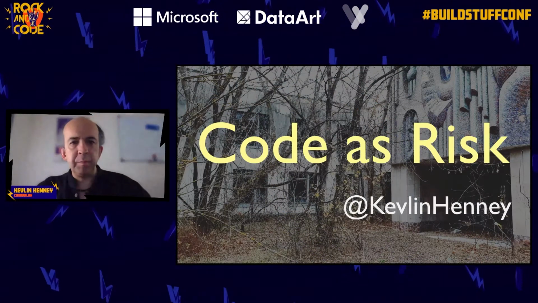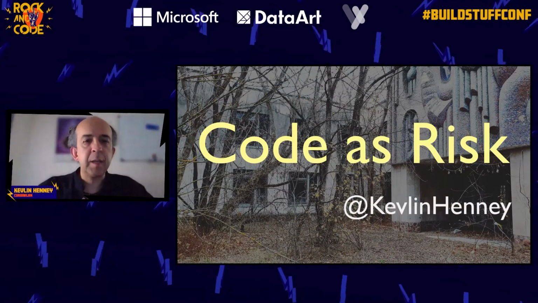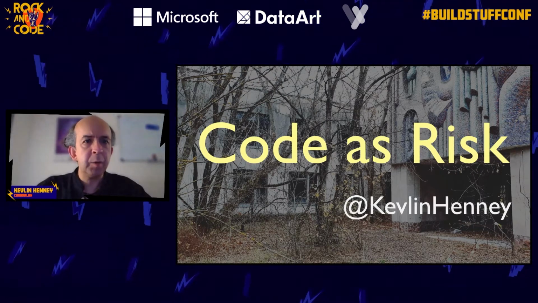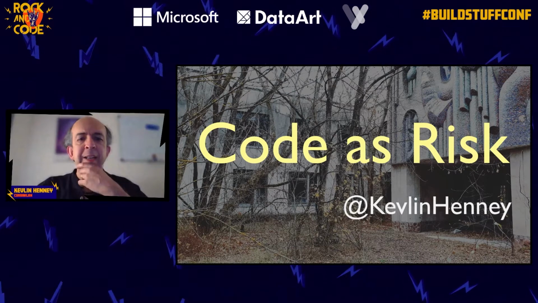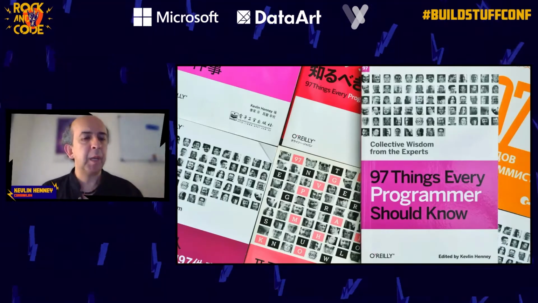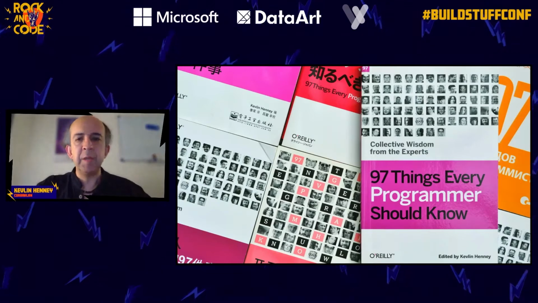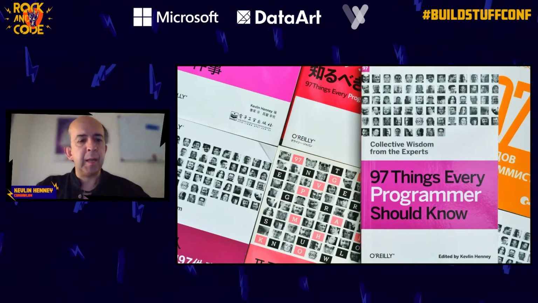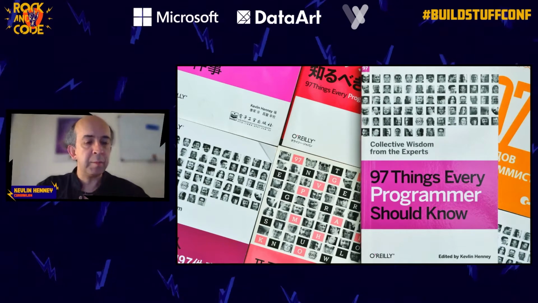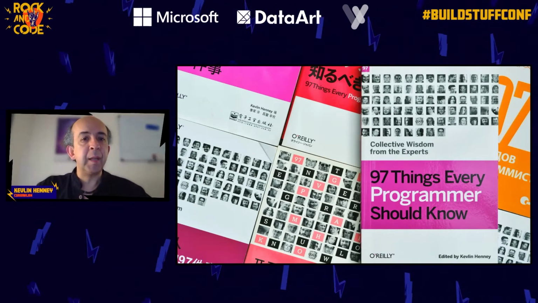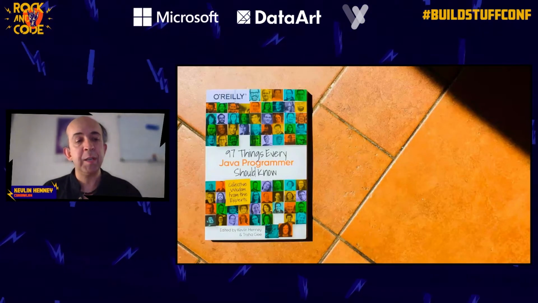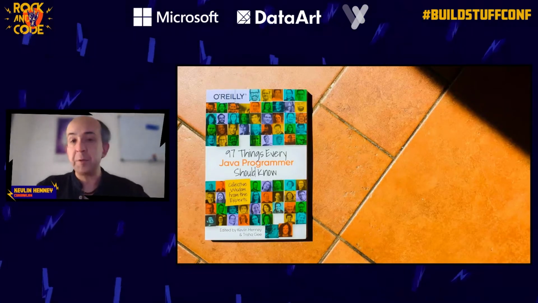What I want to talk about this morning is code as risk. And we'll walk into this topic gently and carefully. I'm Kevlin Henney, and a number of years ago I edited this particular book, 97 Things Every Programmer Should Know. And during lockdown, I finished editing, along with Trisha G, this book, 97 Things Every Java Programmer Should Know.